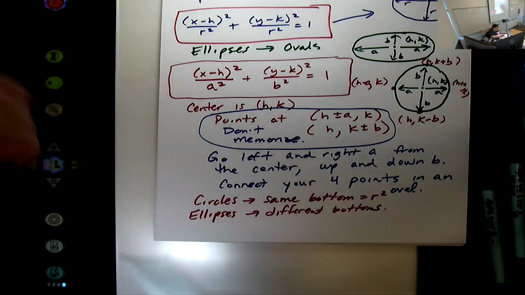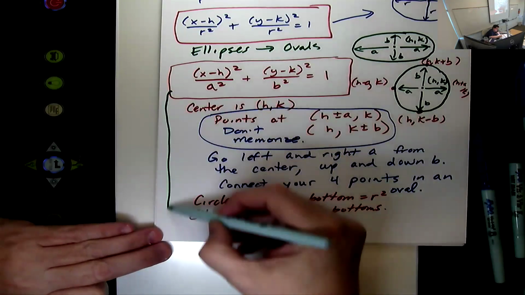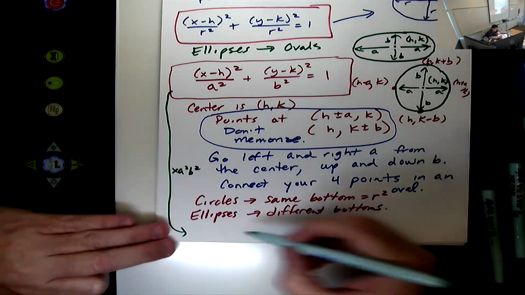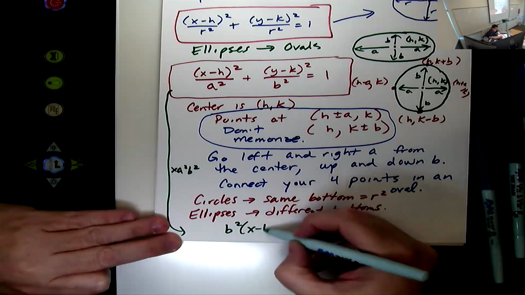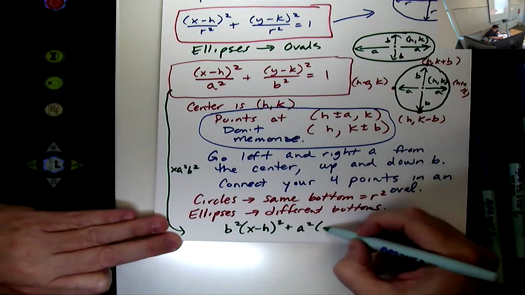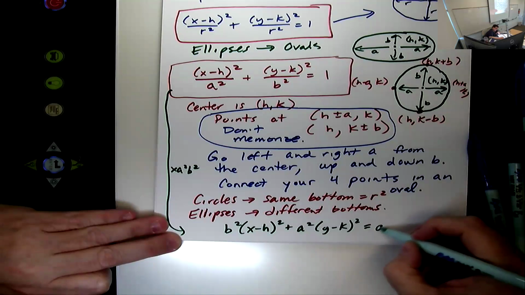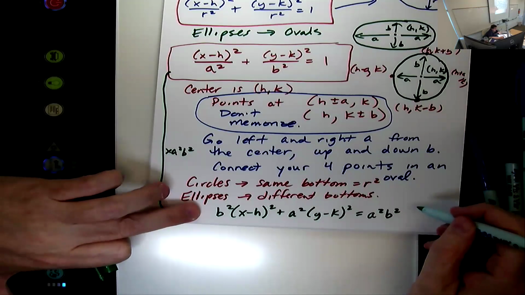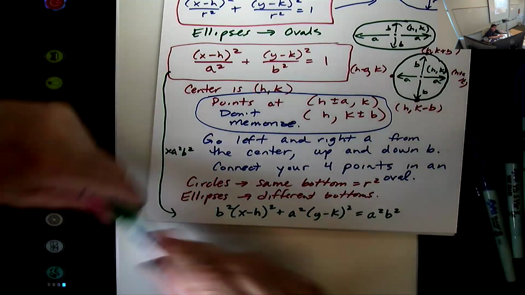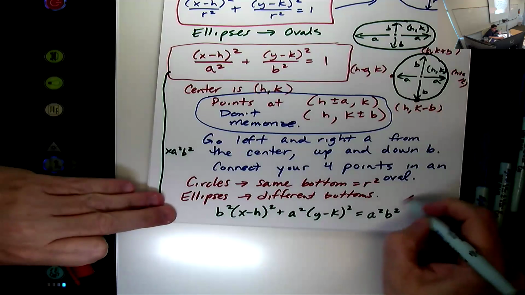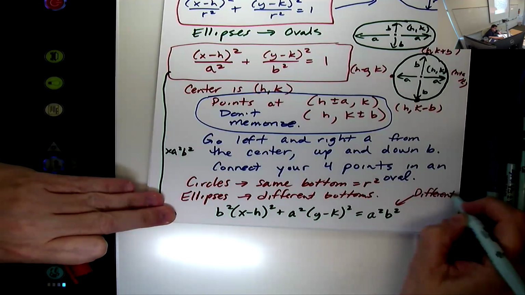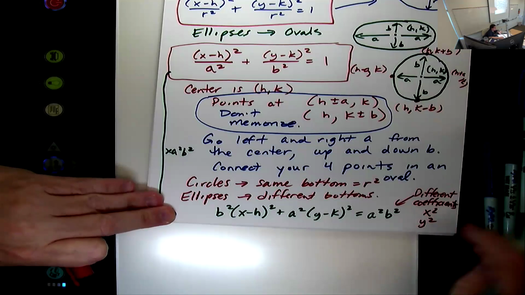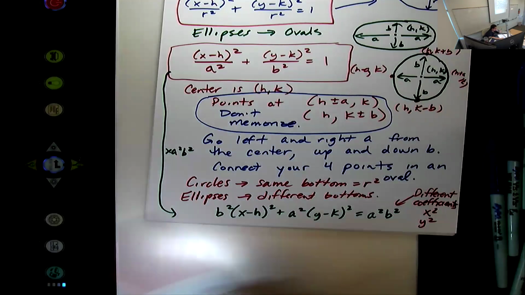Okay, so if I wanted to make it kind of look like our circle one, let's multiply by a squared b squared. And I would end up with b squared times (x minus h) squared plus a squared times (y minus k) squared equals a squared b squared. I wouldn't memorize this. It's not helpful in this form. But why I did it is, notice we have different coefficients for x squared and y squared. That's your indicator that this is not a circle, if it's in this form.